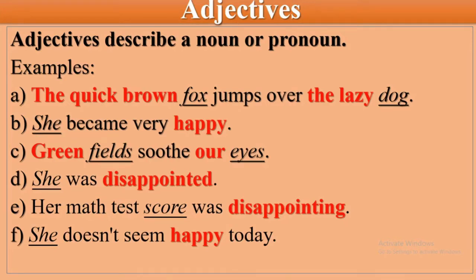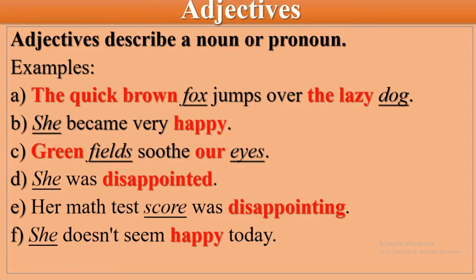Fourth example, she was disappointed. So how was she? She was disappointed. In this sentence, the word disappointed has given information about the pronoun she. Fifth example, her math test score was disappointing. So how was the score? The score was disappointing. In this sentence, the word disappointing is describing the score.